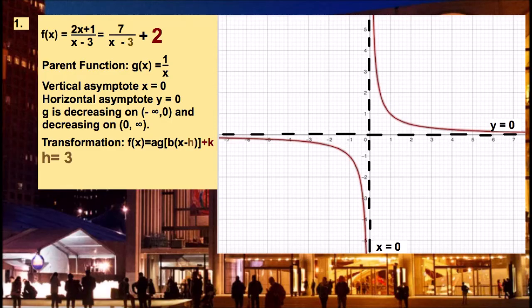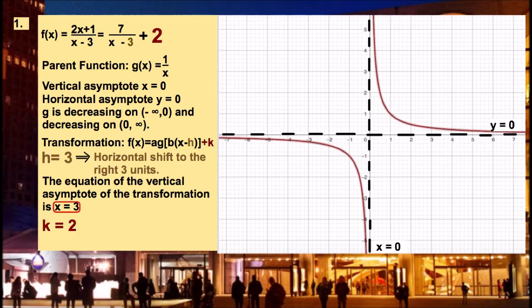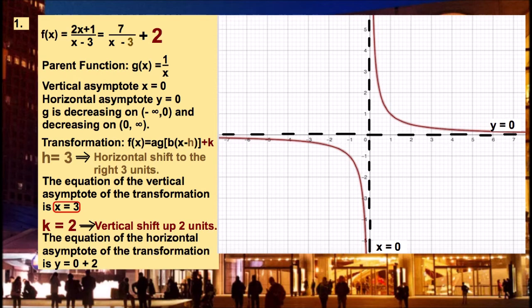H equals 3, which means there is a horizontal shift to the right 3 units. The equation of the vertical asymptote of the transformation is x equals 0 plus 3, or x equals 3. K equals 2, which is a vertical shift up 2 units. The equation of the horizontal asymptote of the transformation is y equals 0 plus 2, y equals 2.